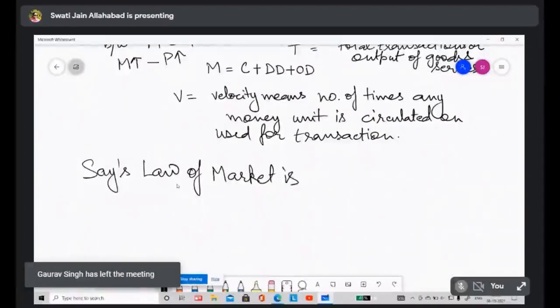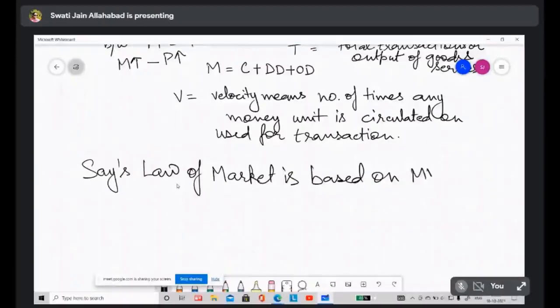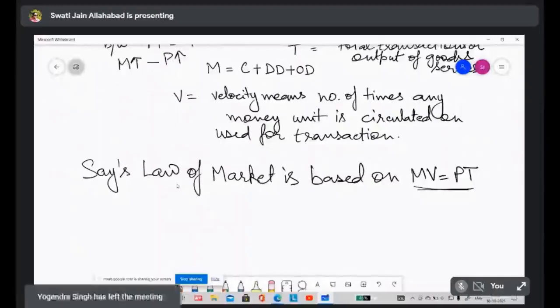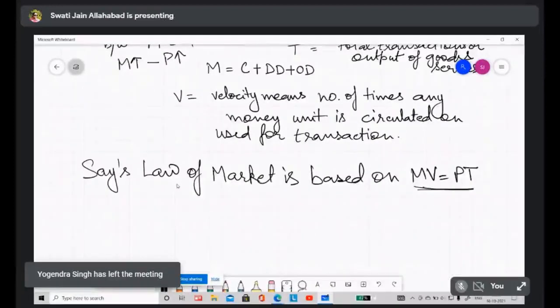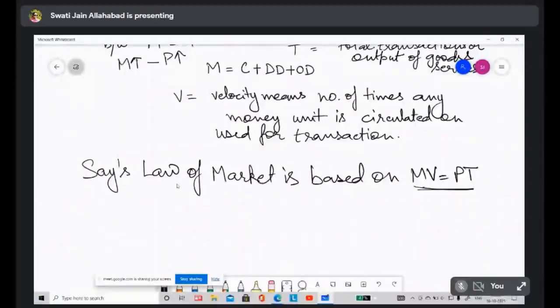is based on MV is equal to PT. Okay. Why Say's law exists? That is one question in the system. That why supply will always create its own demand. Supply will create its own demand only because of this MV is equal to PT. So you can say that MV is equal to PT approach is the basic foundation of the classical system.